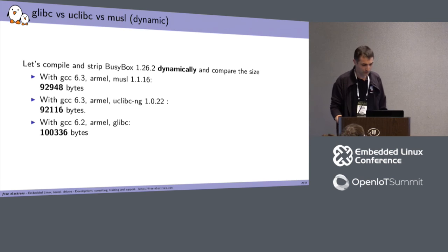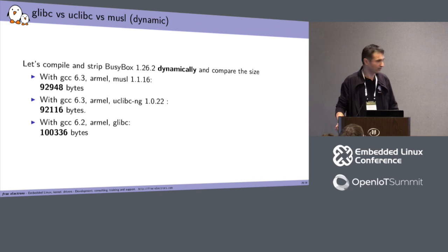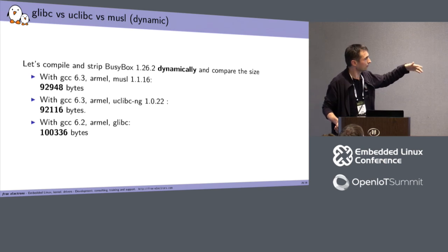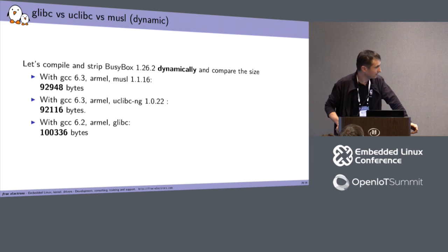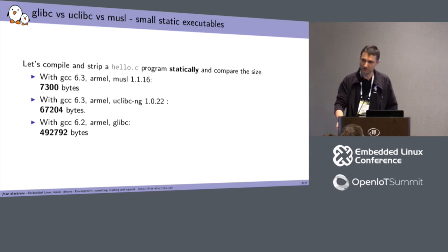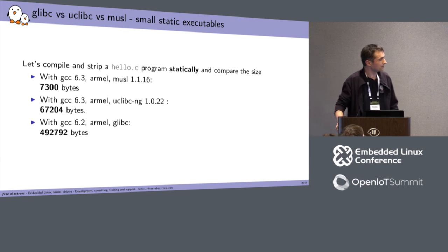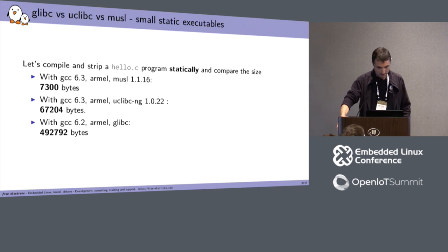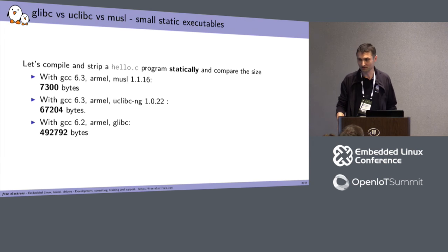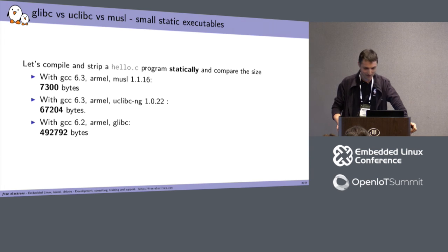I also compared the dynamic executable size, which should be almost the same in all cases, for musl, uClibc-ng, and glibc. But it turns out that glibc is a little bigger than musl and uClibc can be. If you're looking at the hello.c program with recent compilers, there's nothing very new in that, but it's just to give you an update on what you can achieve today. With GCC 6.3, it's 7,300 bytes for musl. So it's a fairly small executable. Of course, you can do much better. You can have a hello program in as little as 60 bytes or so, if you do a lot of manual tweaking.